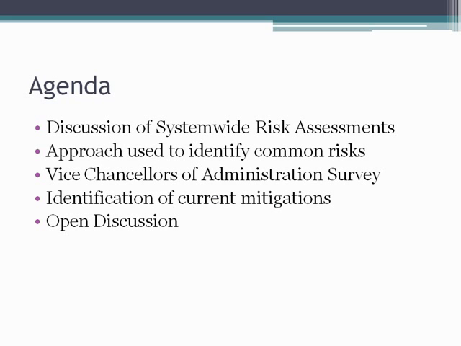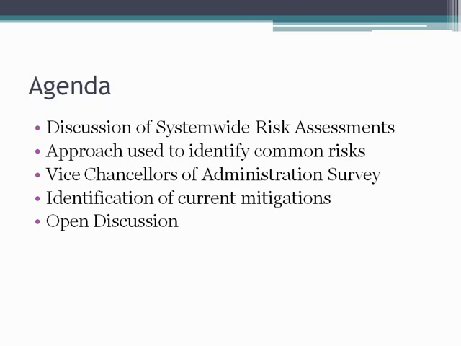Our agenda today is to talk first of all about what system-wide risk assessments are and how they can be used to support different initiatives. We're also going to talk specifically about the approach that we used to identify common risks to higher education, and how we used this information to poll some of the Vice Chancellors of Administration to get their perspective on these various risks and how we used that to drive what our mitigations were. I'd also like to open up the discussion to see whether you were involved in this process, what your experiences were, and whether you have suggestions on how we may be able to adapt this process in the future.